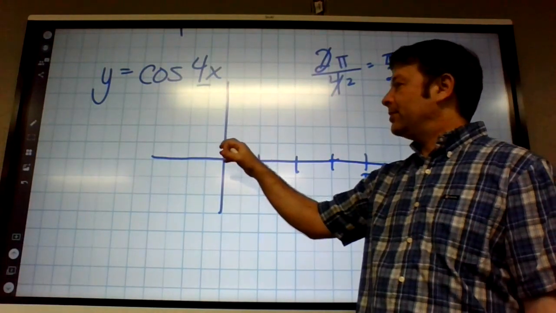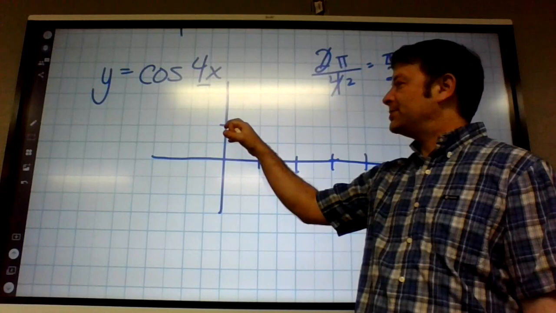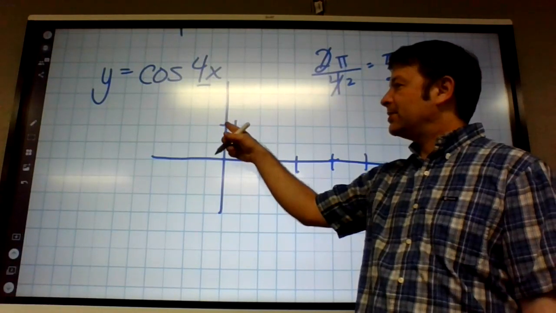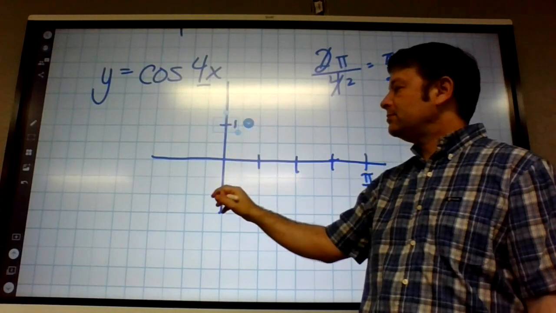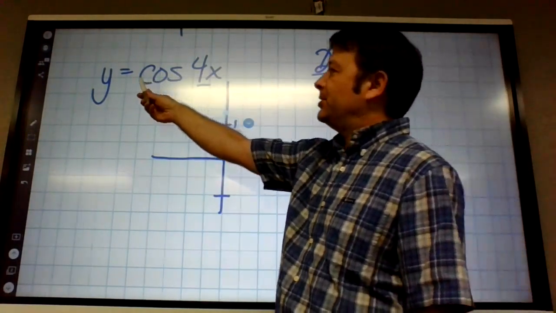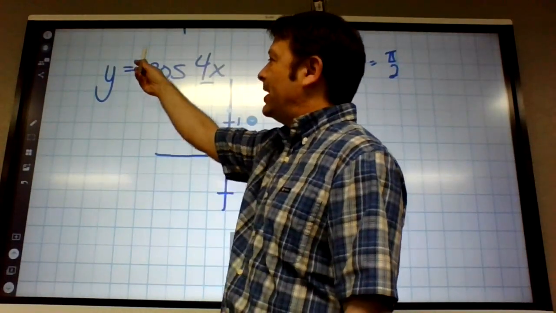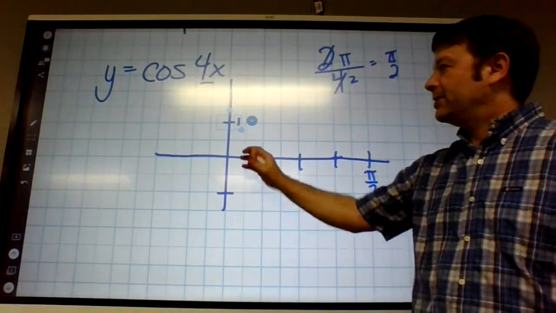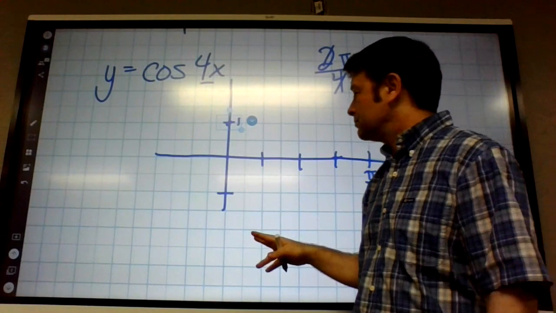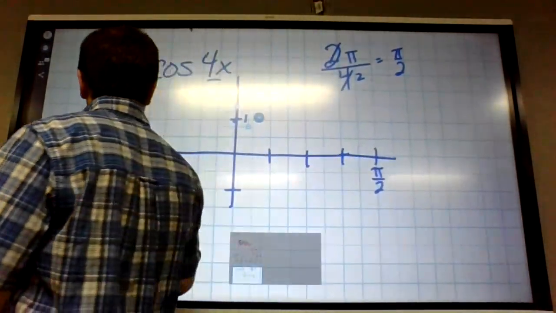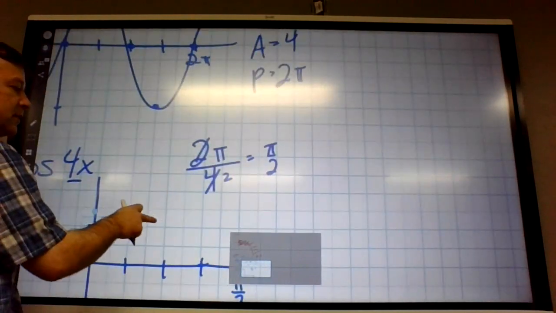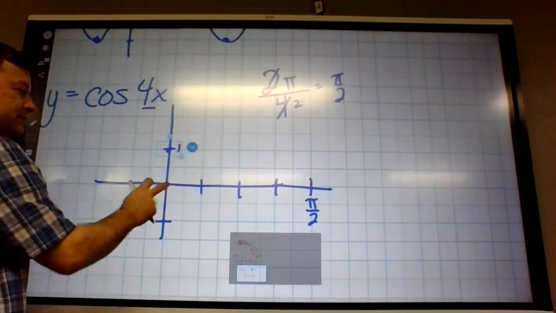And remember that cosine starts where? 2 or 1. Okay, it starts at the top. Okay, since there's no number here, that means the amplitude is still 1. So it'll look like that, starting from the top. All right, I'm floating away, sorry. Got it?